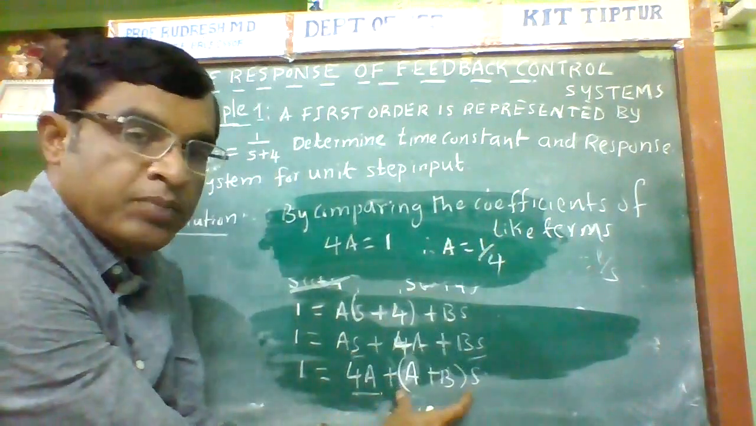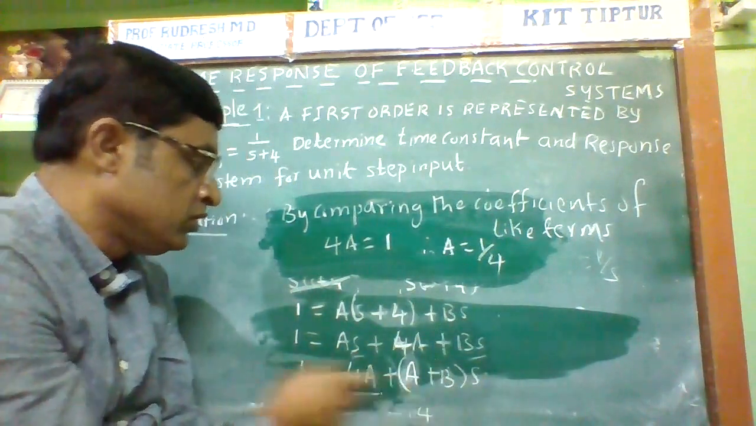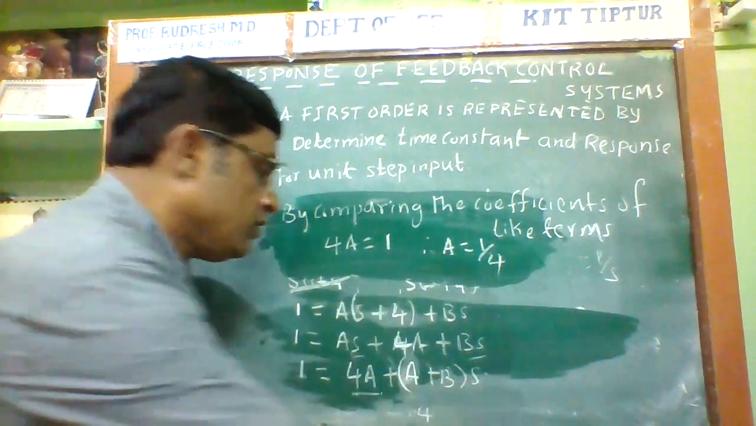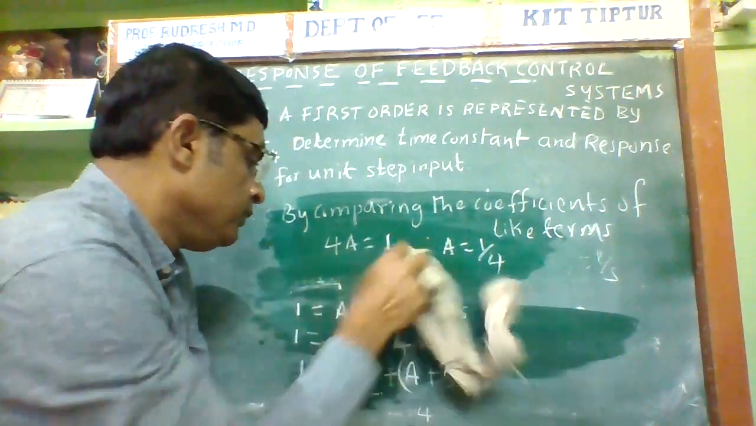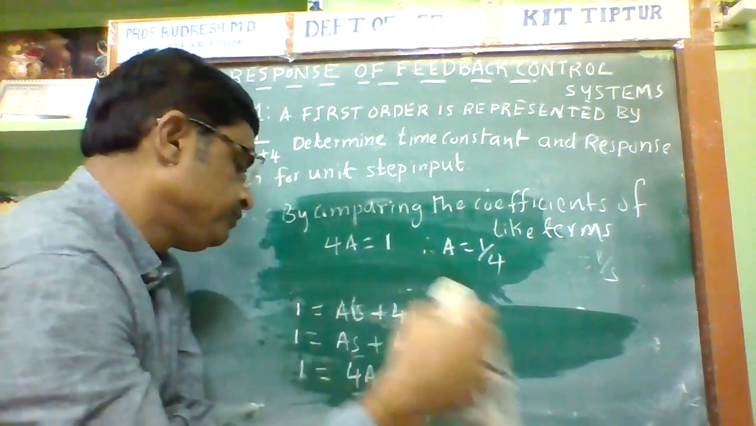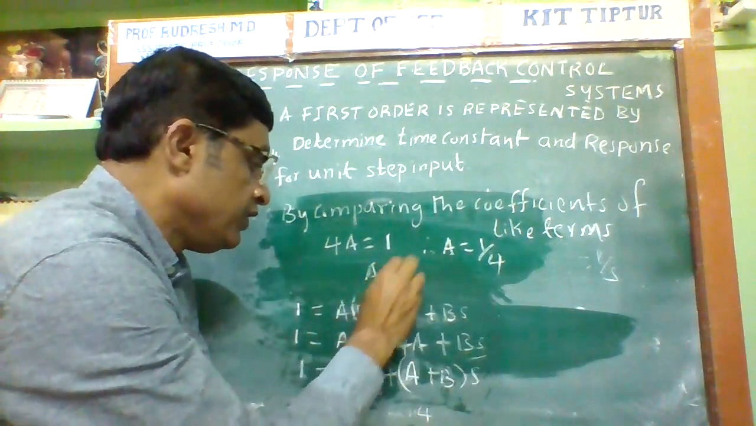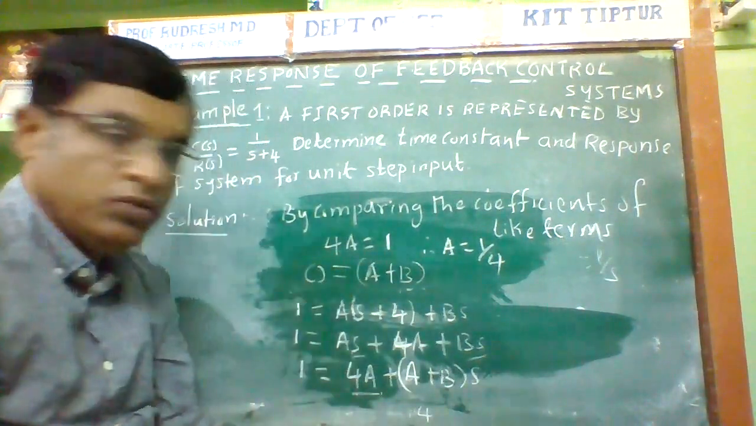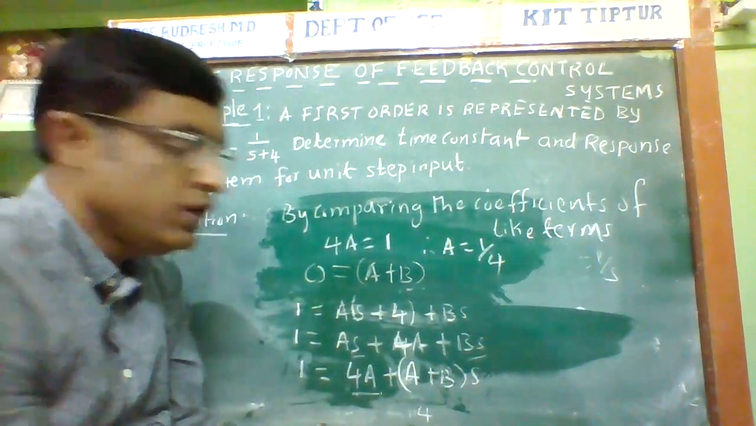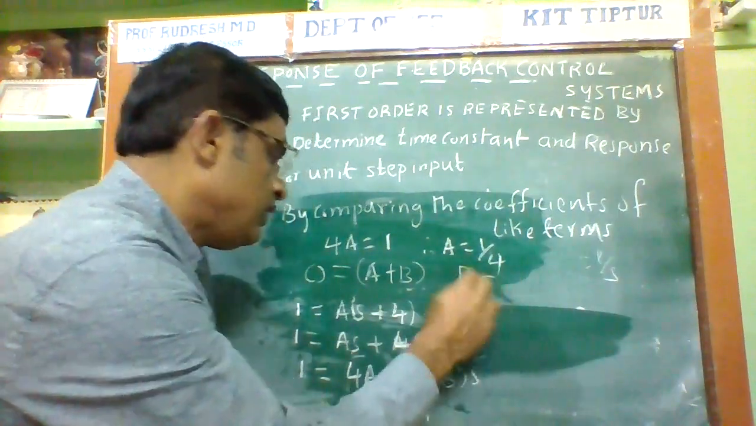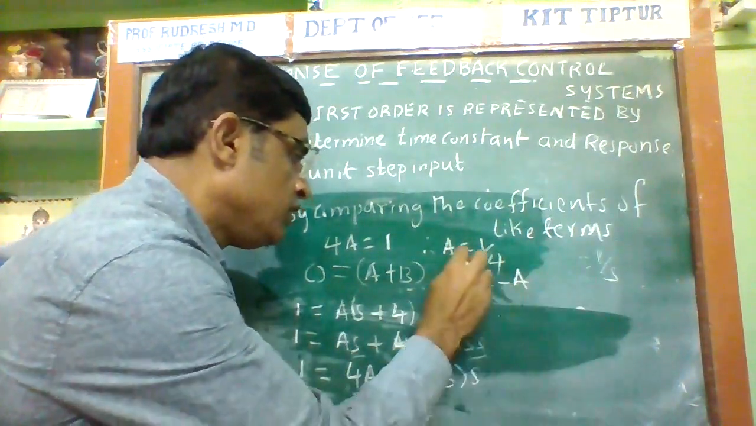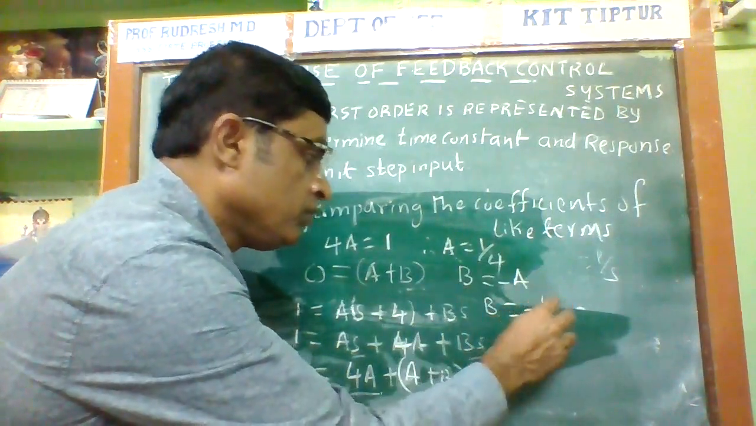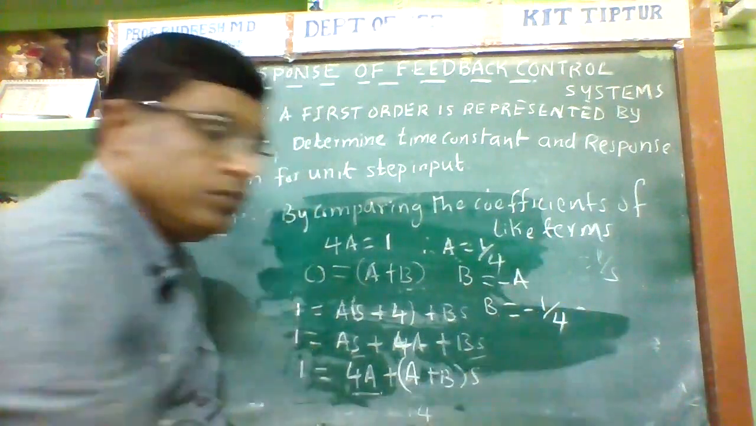Similarly, if I compare the coefficient of S on both sides, the coefficient of S on the left hand side is A plus B, and the right hand side is 0. Therefore, what is the B value? B is equal to minus A. Now what is the value? B is equal to minus of A value, which is 1 by 4.